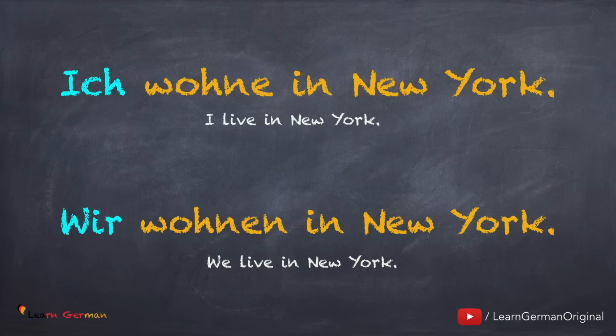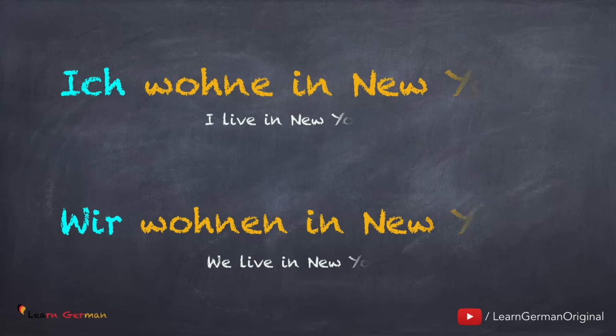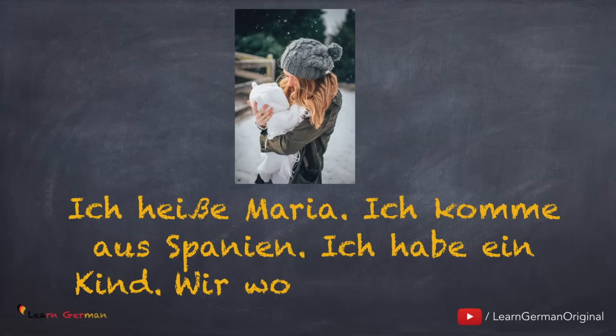Wir wohnen in New York. Here I'm talking about ourselves, also in first person but plural. Let's look at another example. Try to concentrate on the use of the pronouns ich and wir.